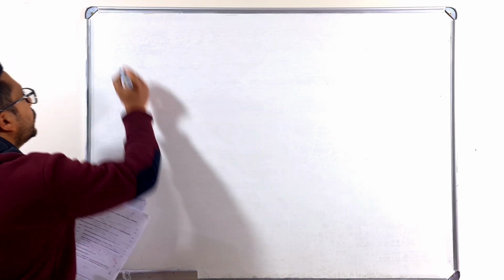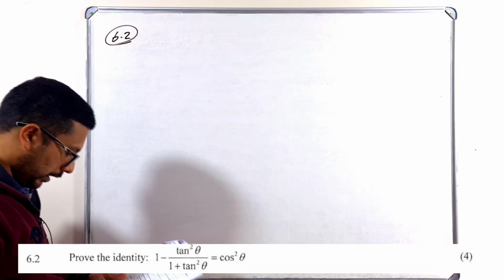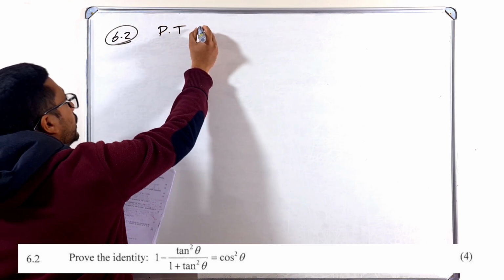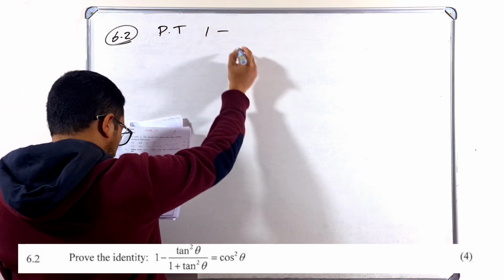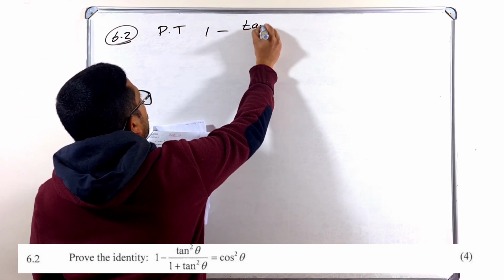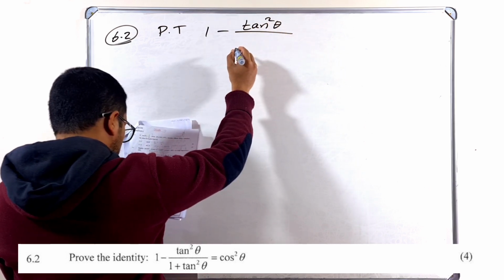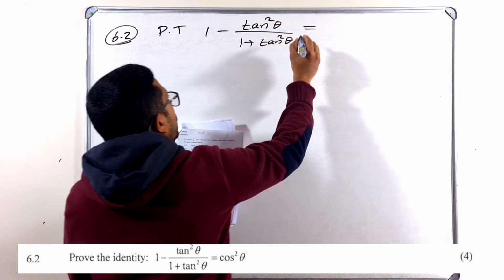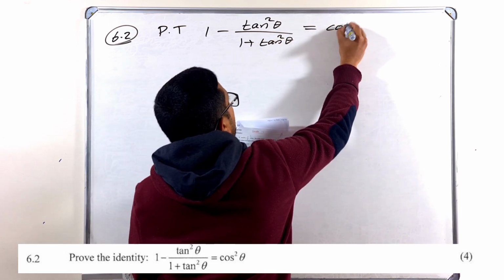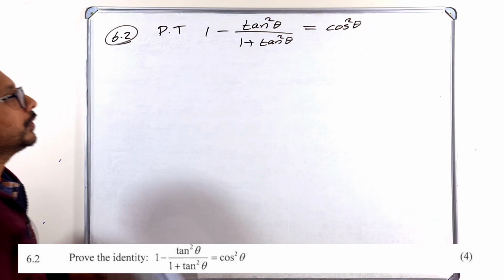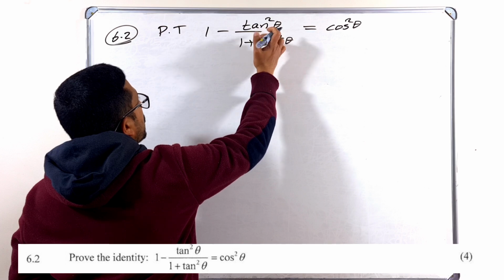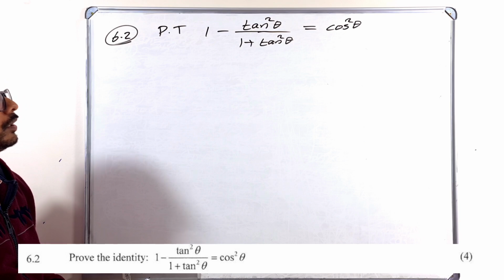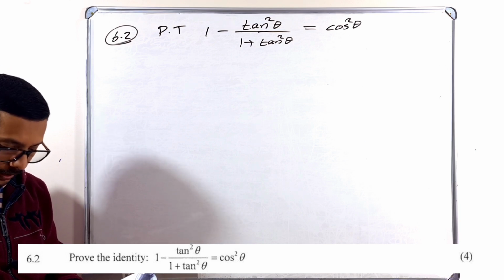Question number 6.2. Prove the identity: 1 minus tan square theta divided by 1 plus tan square theta is equal to cos square theta. This is what you want to prove.